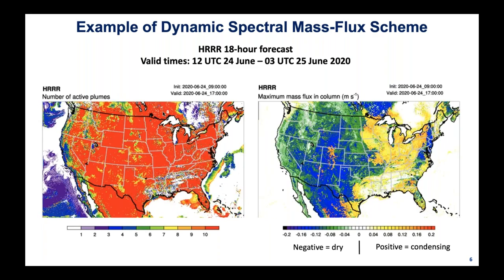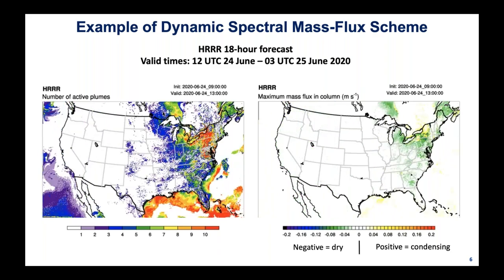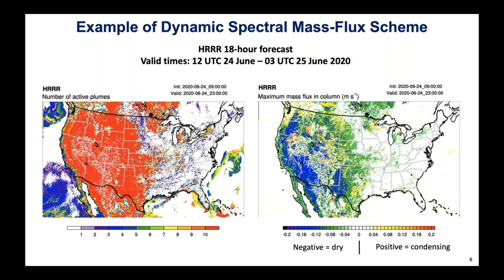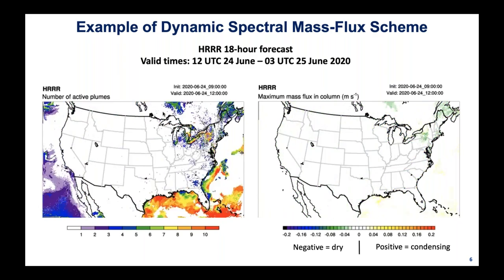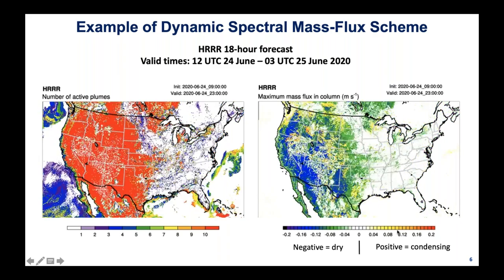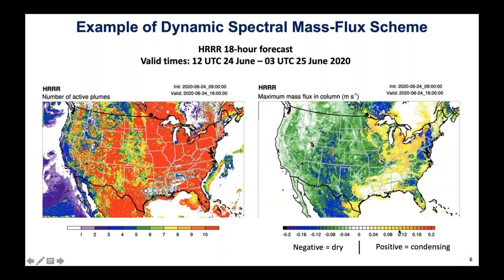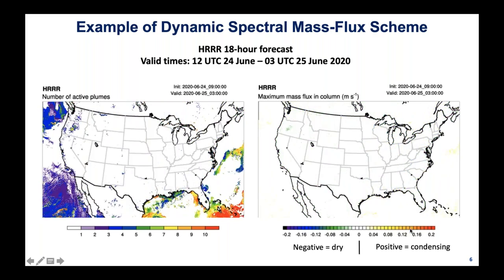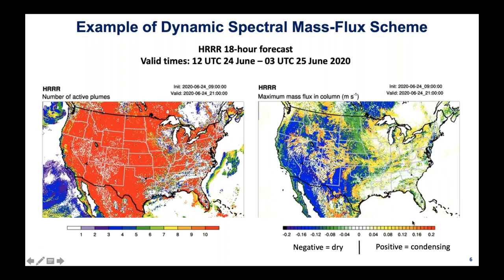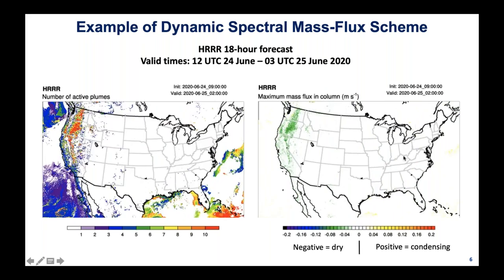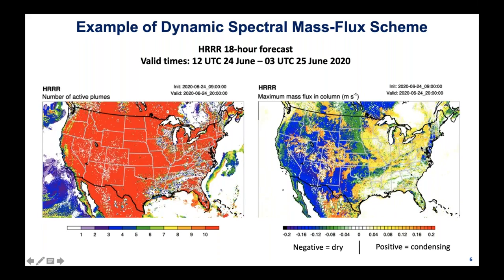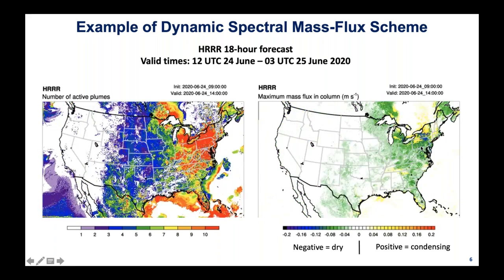And for presentation purposes only here, I'm coloring the mass flux as negative for grid columns that don't produce any saturated plumes. Whereas if at least one plume saturates in the grid cell, I will keep it denoted as positive and give it a warm color. So this gives you an example of the aerial coverage produced by this EDMF scheme.